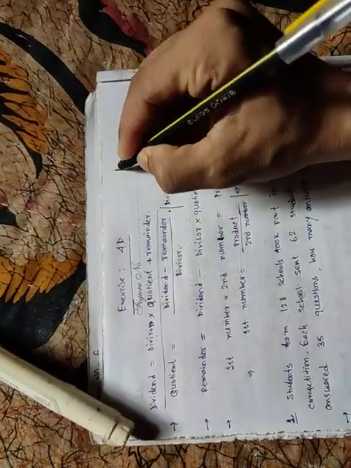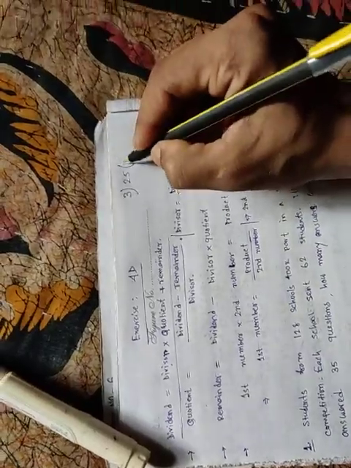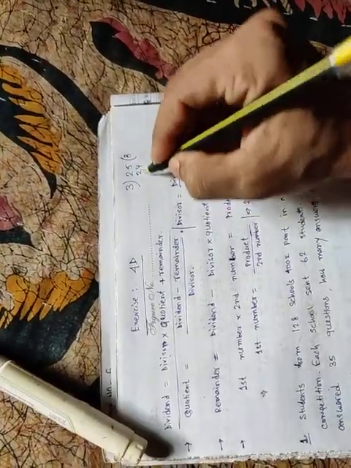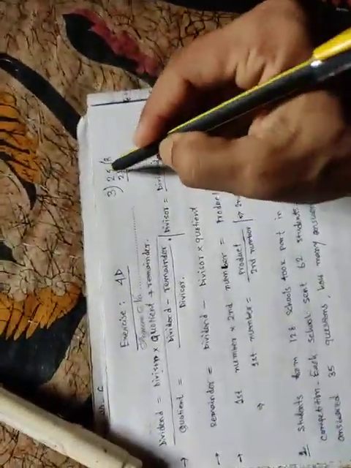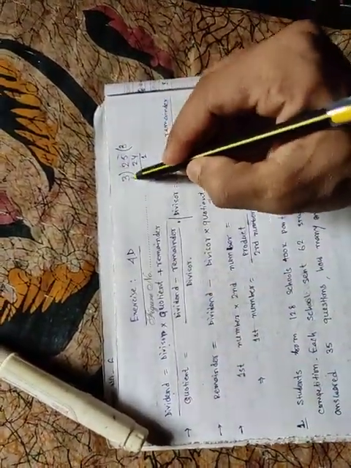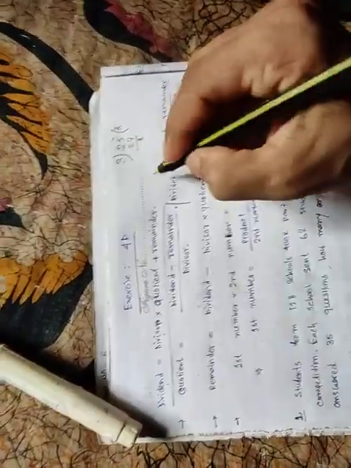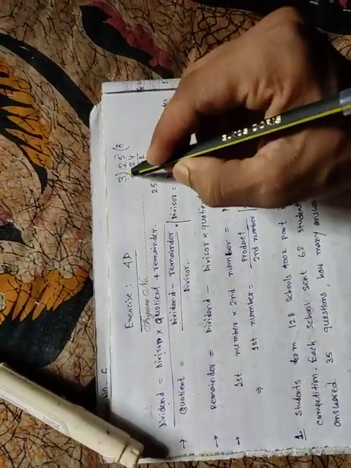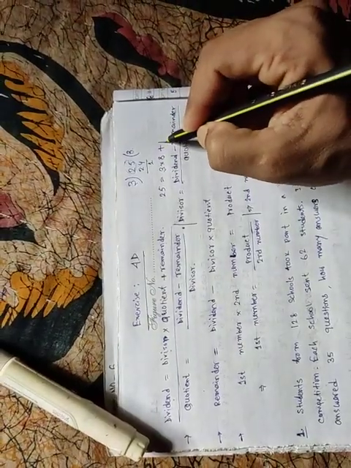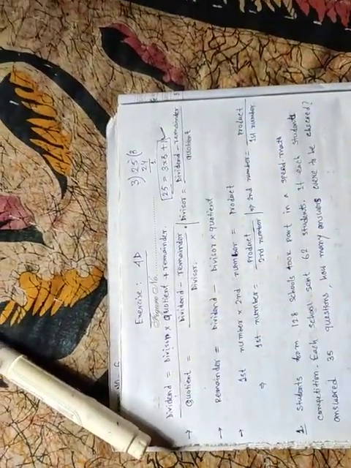Suppose if I divide 25 by 3, then I will get 8, 3 eights are 24, and 1. That means here 25 is the dividend, 3 is the divisor, 8 is the quotient and 1 will be the remainder. That means 25 is equal to 3 into 8 plus 1, 24 plus 1 is equal to 25. So it is right. So this formula must be right.